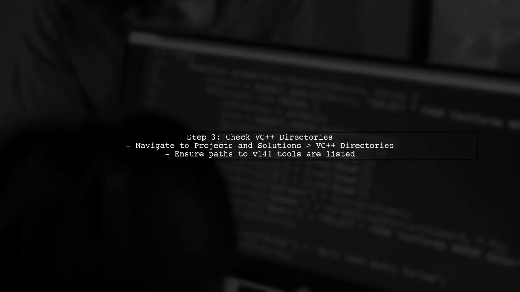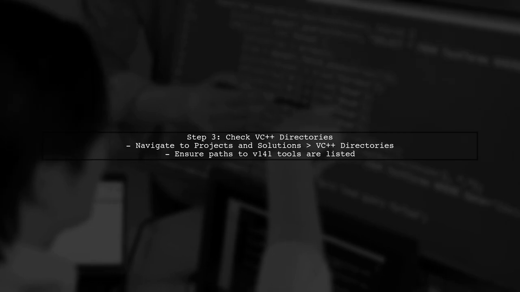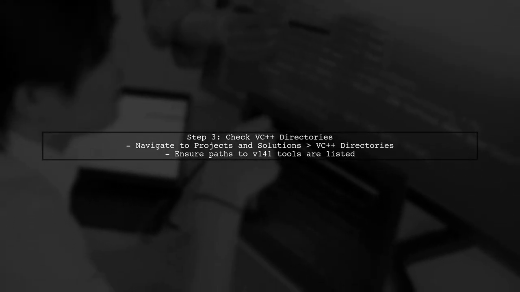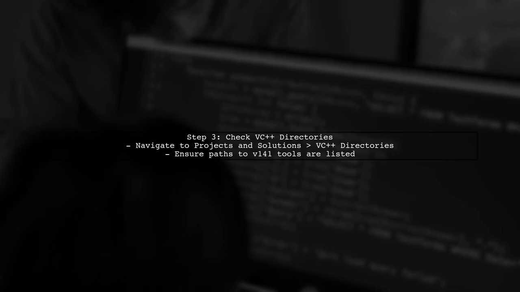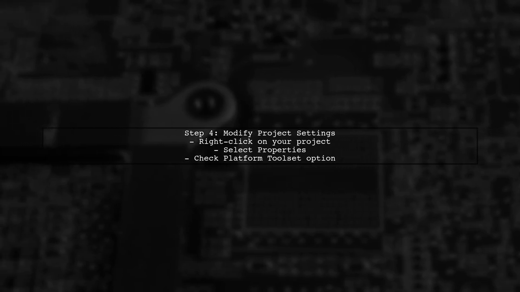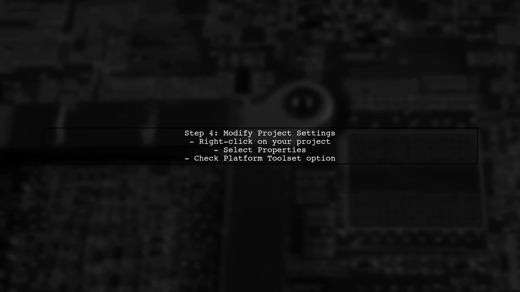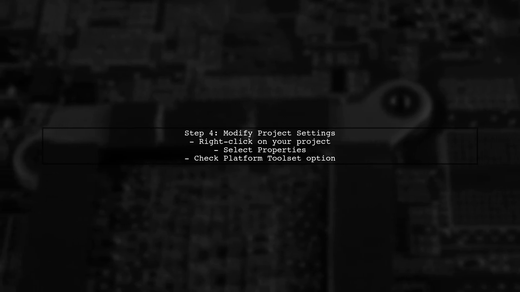In the Projects and Solutions section, select VC++ Directories. Make sure that the paths to the Visual Studio 2017 build tools are included in the list. If the paths are correct, but V141 still doesn't appear, you may need to modify your project settings. Right-click on your project, select Properties, and check the Platform Toolset option.